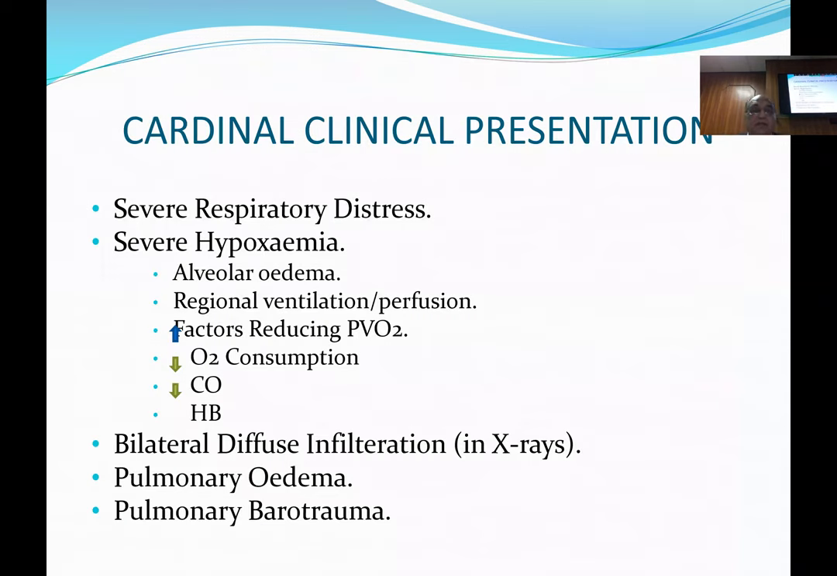Now the cardinal clinical presentation is severe respiratory distress, then severe hypoxemia due to alveolar edema and regional ventilation perfusion defect. There is an increase in factors which are reducing the PVO2. PVO2 is very important, the partial pressure of oxygen in the venous blood. Then decrease in oxygen consumption. Blood is just passing from arterial to venous side without giving oxygen. There is a shunting effect starting at the tissue level. And then the cardiac output is decreased. So oxygen delivery now depends entirely on the hemoglobin level.